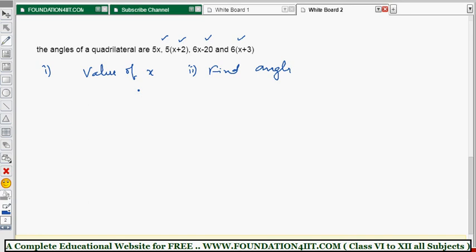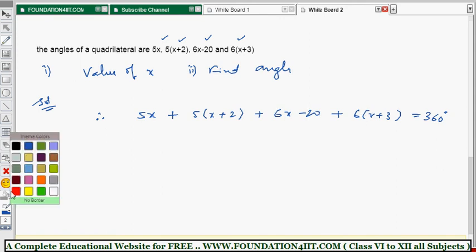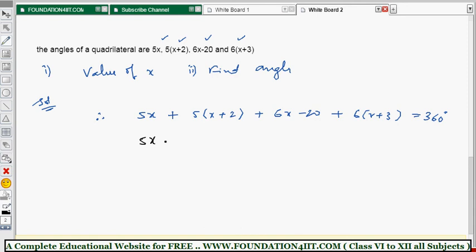We know that the sum of angles of a quadrilateral is 360, right? Therefore, we can add these 4 angles: 5x plus 5 of x plus 2 plus 6x minus 20 plus 6 of x plus 3 is equal to 360 degrees. Then if you simplify this, you'll get the angles. 5x plus 5 into x is 5x, plus 5 into 2 is 10. You should multiply like this individually. Plus 6x minus 20 plus 6x plus 6 into 3 is 18, is equal to 360 degrees.